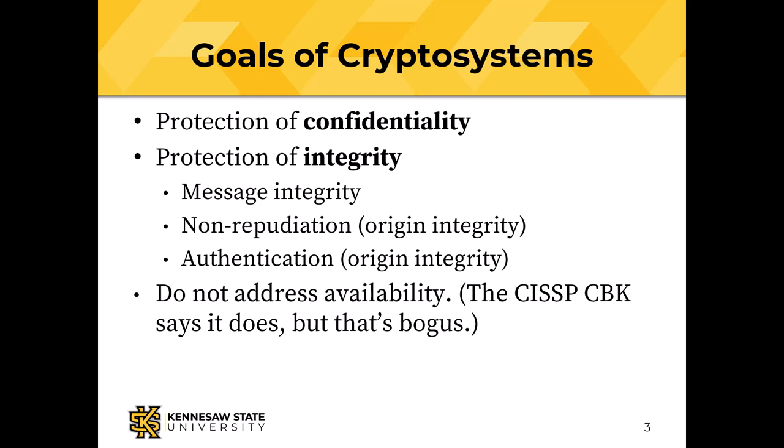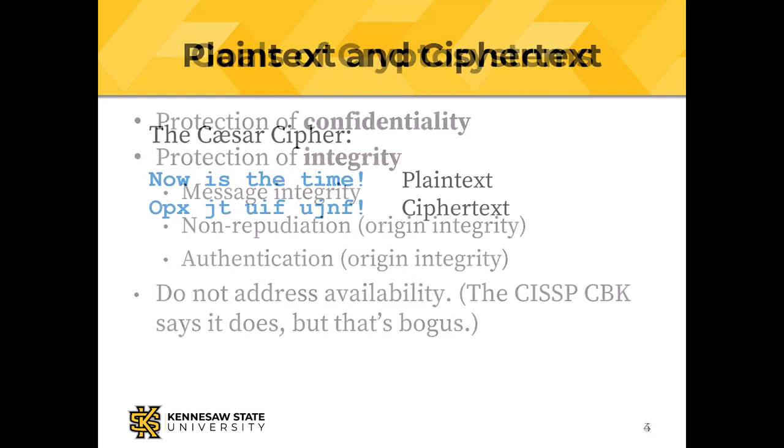Okay, the CISSP Common Body of Knowledge says encryption addresses availability. So CISSP says encryption addresses all three of CIA, confidentiality, integrity, and availability. Concerning the availability part, I say bogus. Now, when you take the CISSP exam, you're going to have to go along with them, right, and say it addresses all three, even though it's bogus.